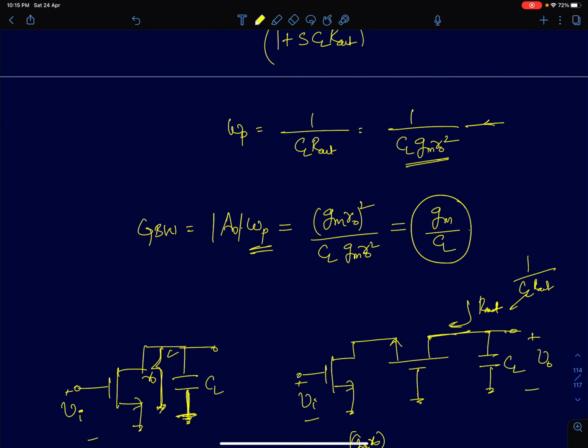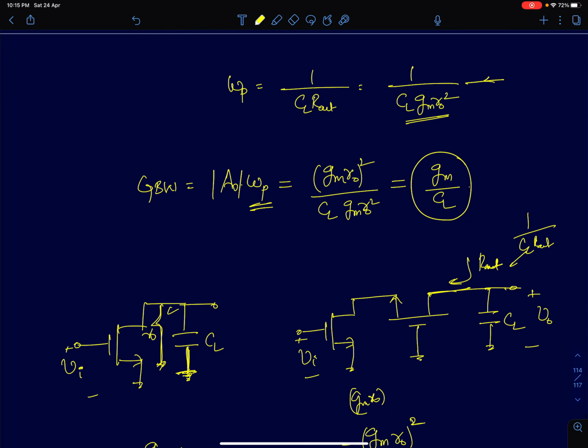Now if you compare this with a common source amplifier, the DC gain is minus gm r0. The DC gain for a cascode is minus gm r0 times gm r0, so it's gm r0 the whole square. So it's getting multiplied by gm r0. It is getting increased by a factor of gm r0.